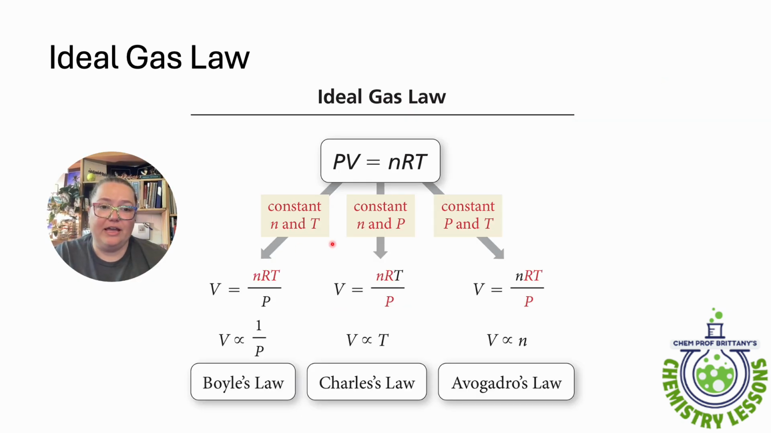Here, if we keep n and T constant, we end up with Boyle's law. Keep n and P constant, Charles' law. Keep P and T constant, Avogadro's law. So all three of these laws are built into that one gas law equation.